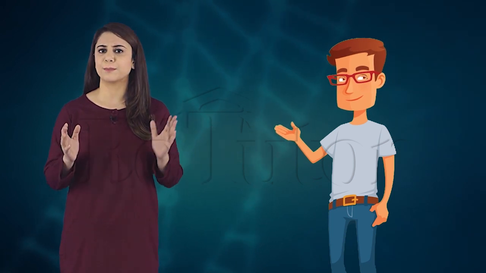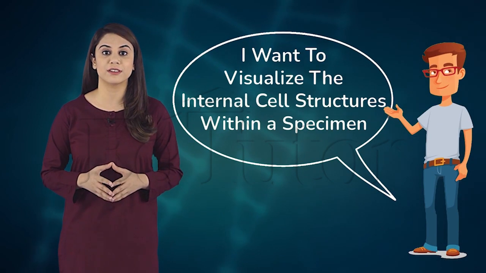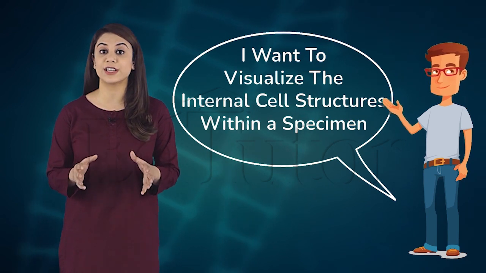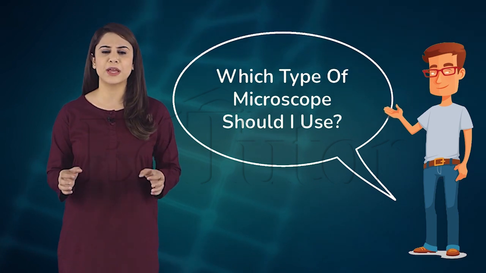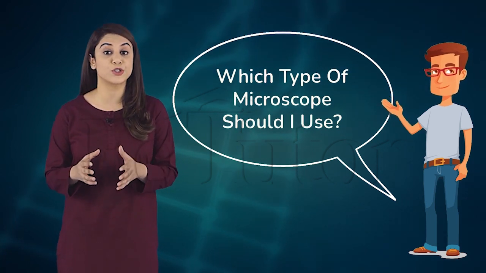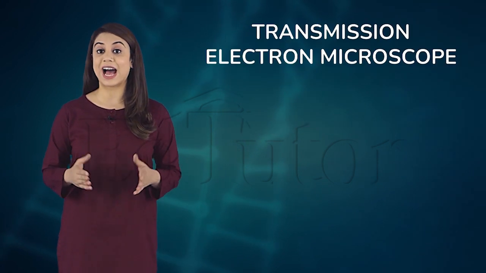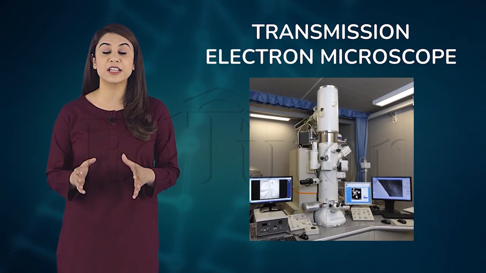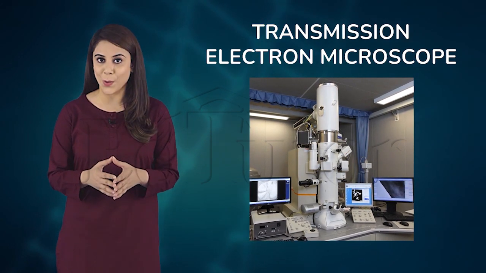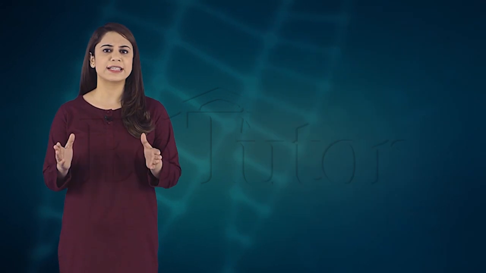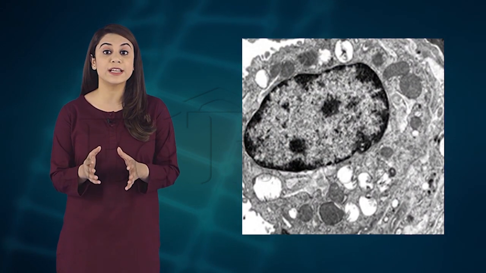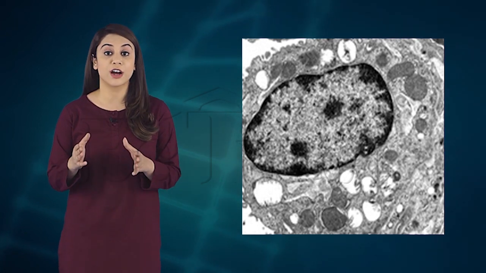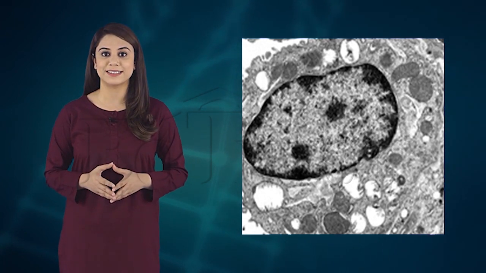So, let me introduce you to Mr. Bob. Mr. Bob asked me for a suggestion. He wants to visualize the internal cell structures within a specimen. So, he asked me which type of electron microscope should he use. Well, I would say he should use a transmission electron microscope or TEM. TEMs are used to visualize the internal cell structures within a specimen, where electrons are transmitted through the specimen.